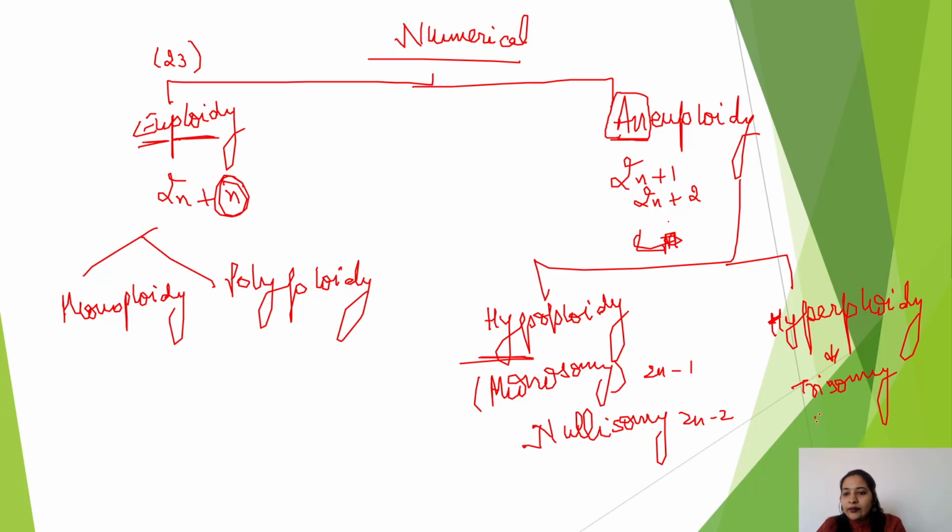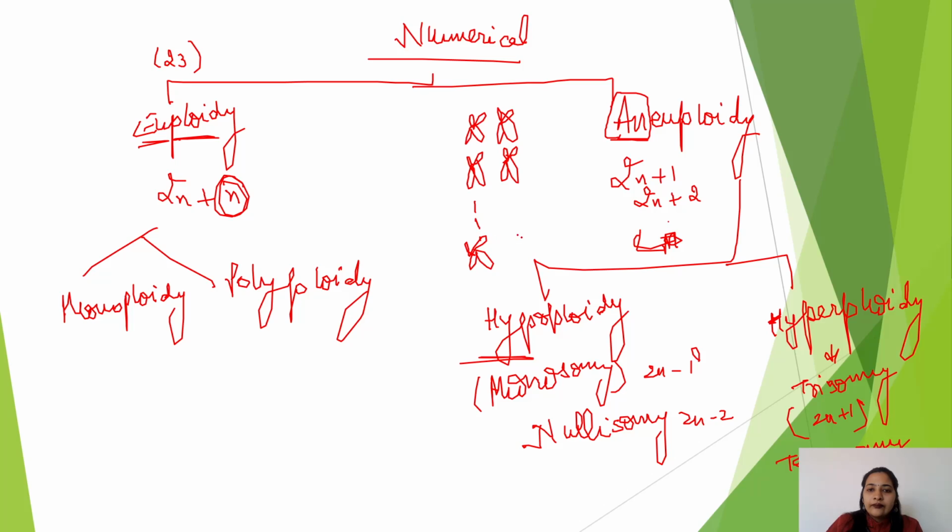Hyperploidy can be trisomy, where you have 2n plus 1. Then it can be tetrasomy, where you have 2n plus 2, pentasomy, etc. Right? I hope the difference is clear. Again, I'll draw it for you. See, aneuploidy means this is one pair, second pair, until here the 23rd pair. Right? So here we have only one chromosome extra, trisomy, two chromosomes extra, tetrasomy.